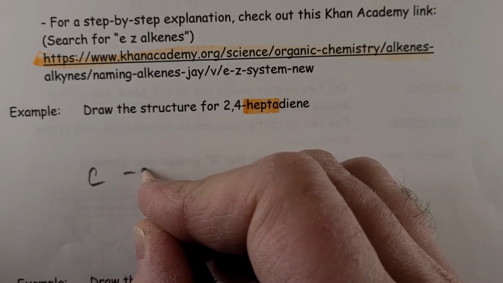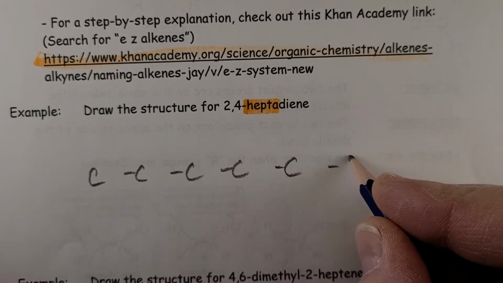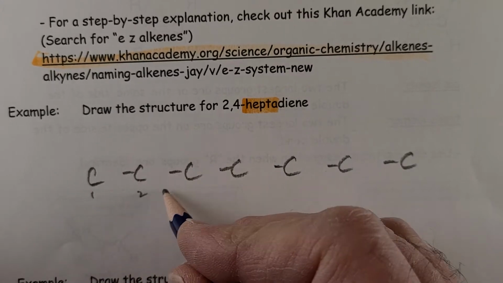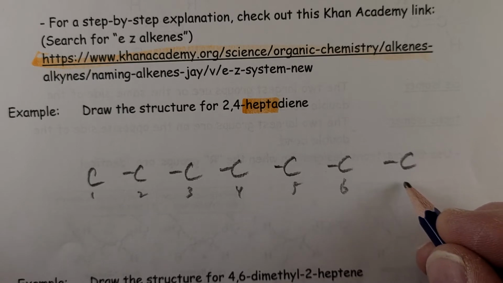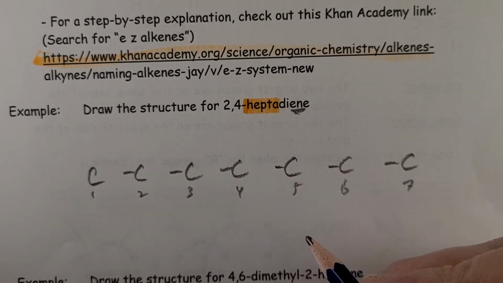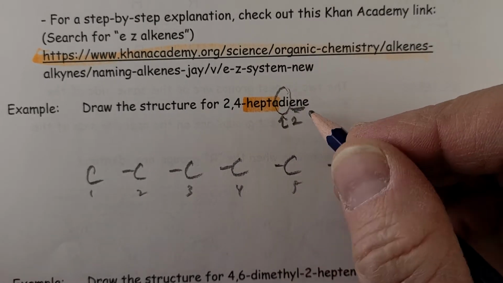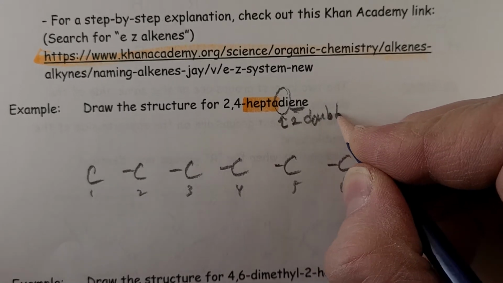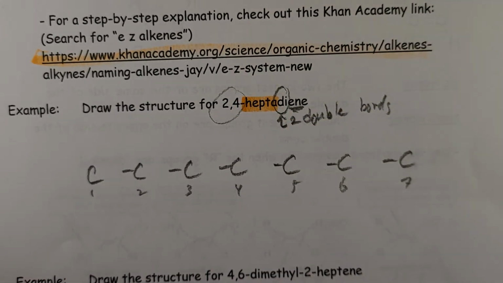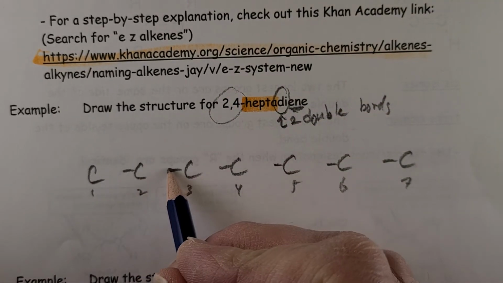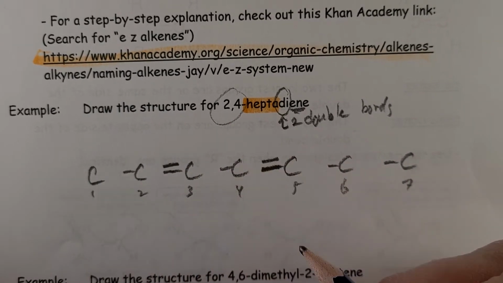So 1, 2, 3, 4, 5, 6, 7. And we'll number it from left to right. And remember, the number in front. Now, of course, ene indicates that there will be at least one double bond. We have the prefix di, which means there's going to be 2 double bonds. And those are going to be positions 2 and 4. So position 2, there's a double bond. And starting at position 4, there's a double bond.